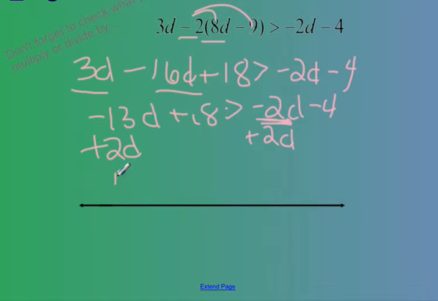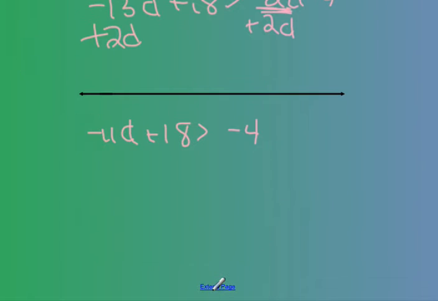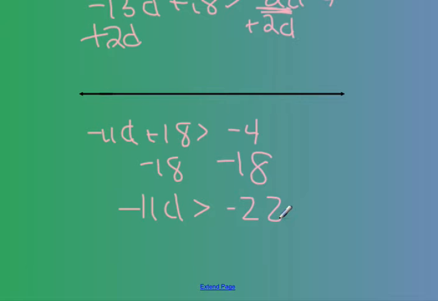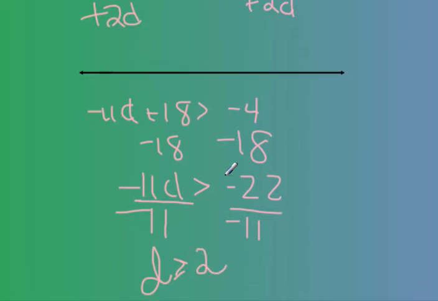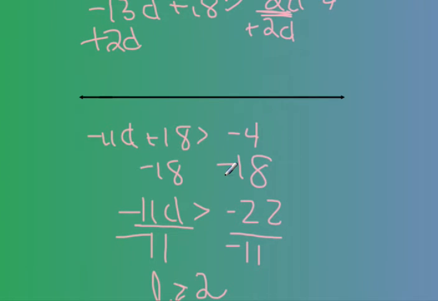So then I end up getting negative 11d plus 18 is greater than negative 4. So now what I'm going to do is subtract 18 from both sides, and I get negative 11d is greater than negative 22. So now to solve for d, I need to divide both sides by negative 11. Again, I'm dividing by a negative number, so I need to be flipping that symbol. And 22 divided by 11 is going to be 2. And since they're both negative, it's going to become a positive.